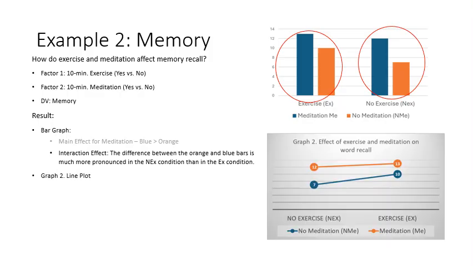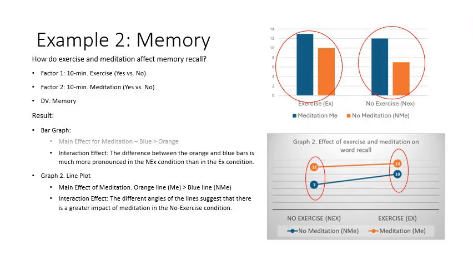We can also examine this in a line plot. So here, orienting to it once again, the color of the lines is representing the meditation factor, and the cluster of points are representing the exercise factor. And we can see, because the orange line is higher than the blue line, that we do have a main effect for meditation. But we can also see that since both of the points over here in the exercise condition aren't higher than the ones on the left here in the no exercise condition, we don't have a main effect there.